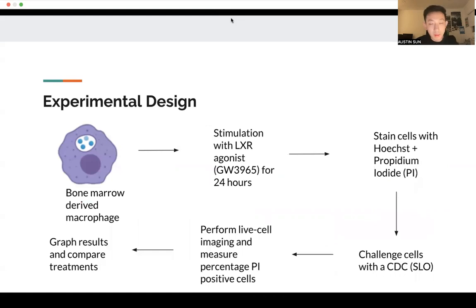All right, so once we have our bone marrow-derived macrophages, we then stimulate them with an LXR agonist.